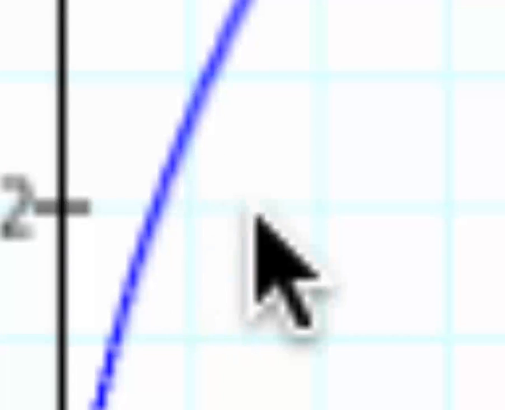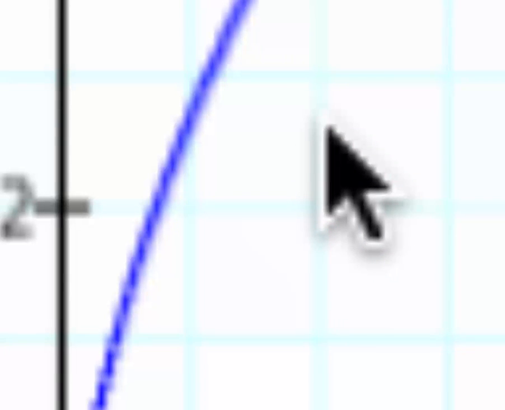This is a quarter month. Each horizontal box is a quarter month, and each vertical is half a centimeter. Quarter month, half a centimeter. And we're looking right there. Can you find the rate of change?